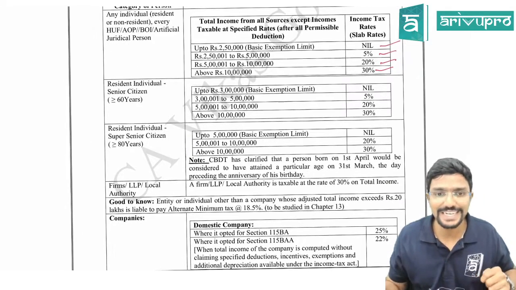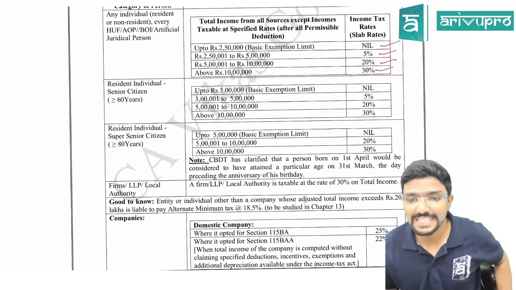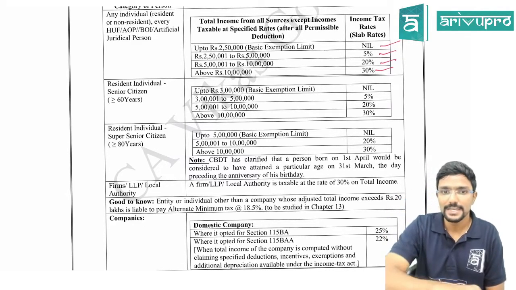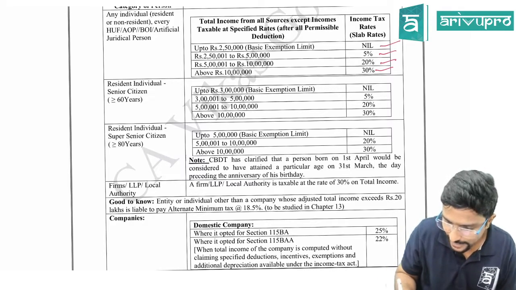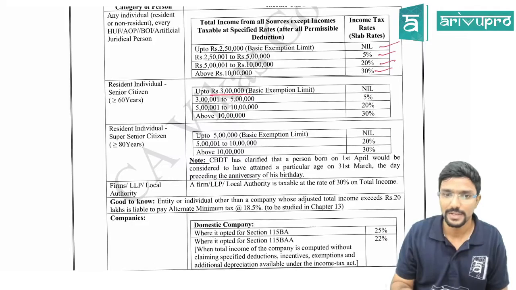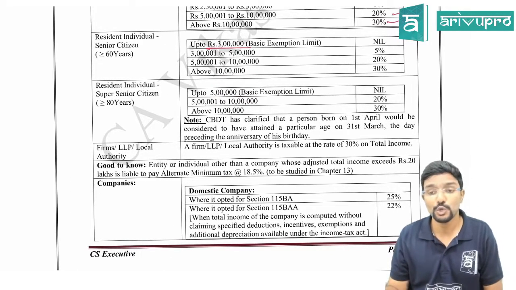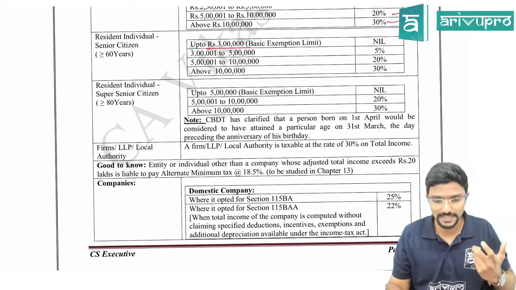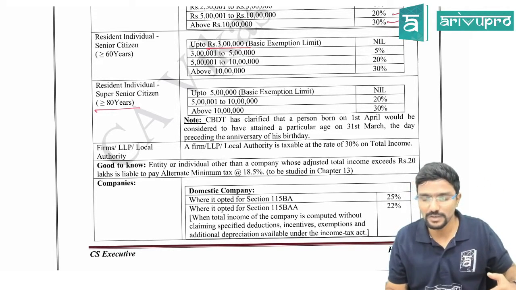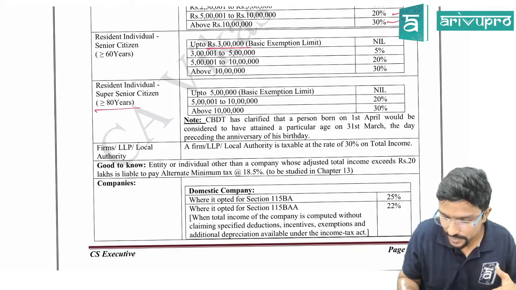Then if you are a resident individual, you will be called a senior citizen if you are 60 or more in the previous year. In that case, instead of basic exemption limit 2,50,000, it will be 3 lakh. All other things remaining the same. Then if you are a resident individual, you will be called a super senior citizen if you are 80 or more at any time during the previous year. So the basic exemption limit would be 5 lakh.